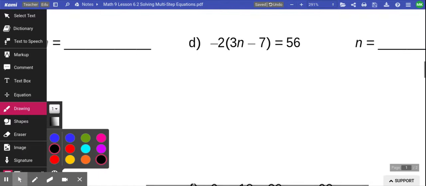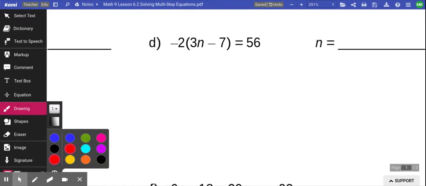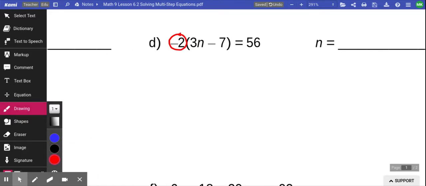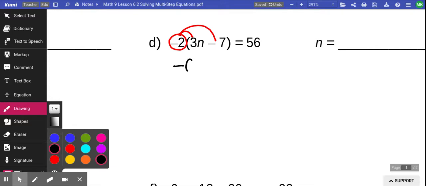So we look at D, we're going to do the same thing. I have brackets. We're going to get rid of those brackets by distributing the negative 2 in. Negative 2 times 3 becomes negative 6n. And then negative 2 times negative 7 becomes plus 14. And a negative becomes a positive. That's a big mistake we've talked about many times, is that people forget that's a negative 2 coming in. And it still equals 56.